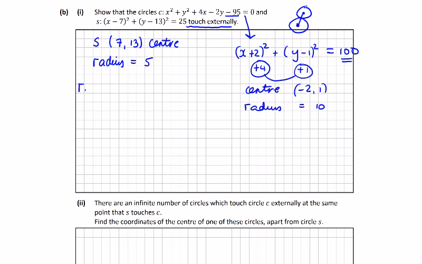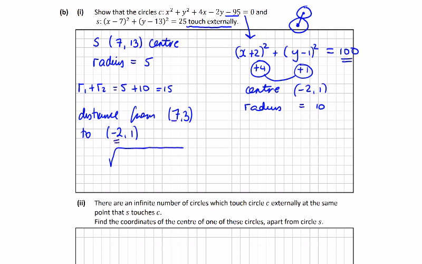So R1 plus R2 is equal to 5 plus 10, which is 15, and the distance from (7, 13) to (-2, 1) has to be the same. The square root of the change in x, -2 to 7 is 9 squared, and the change in y, 1 to 13, not 3, is 12 squared, which is equal to 15, which is equal to R1 plus R2.